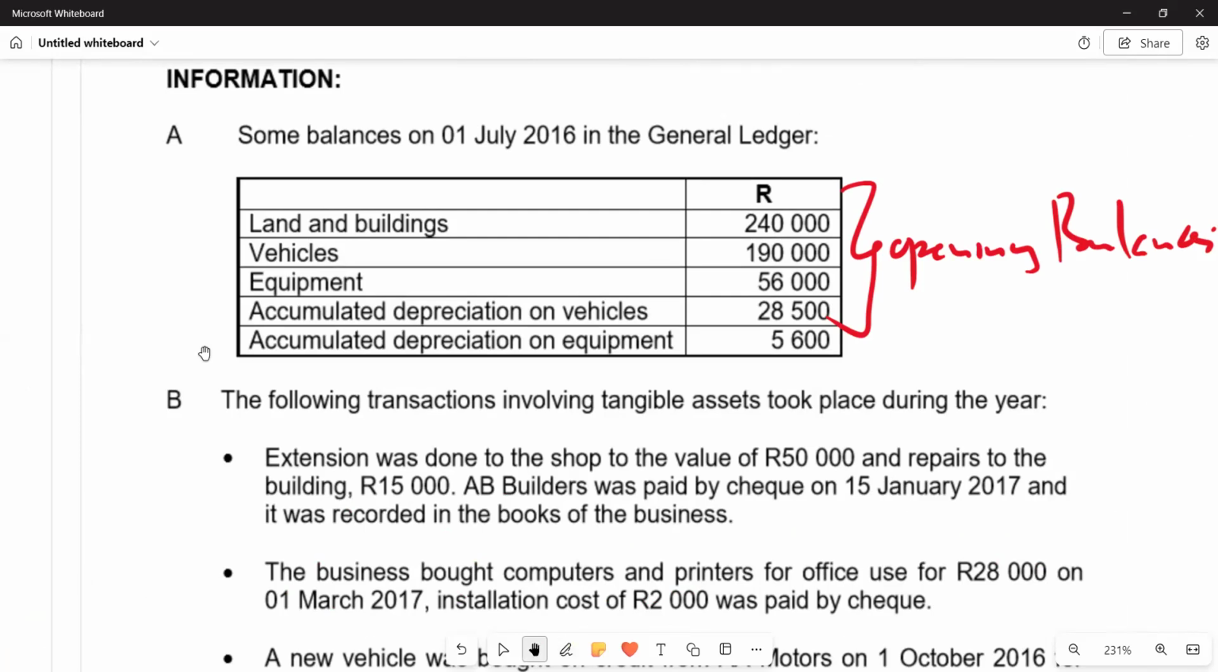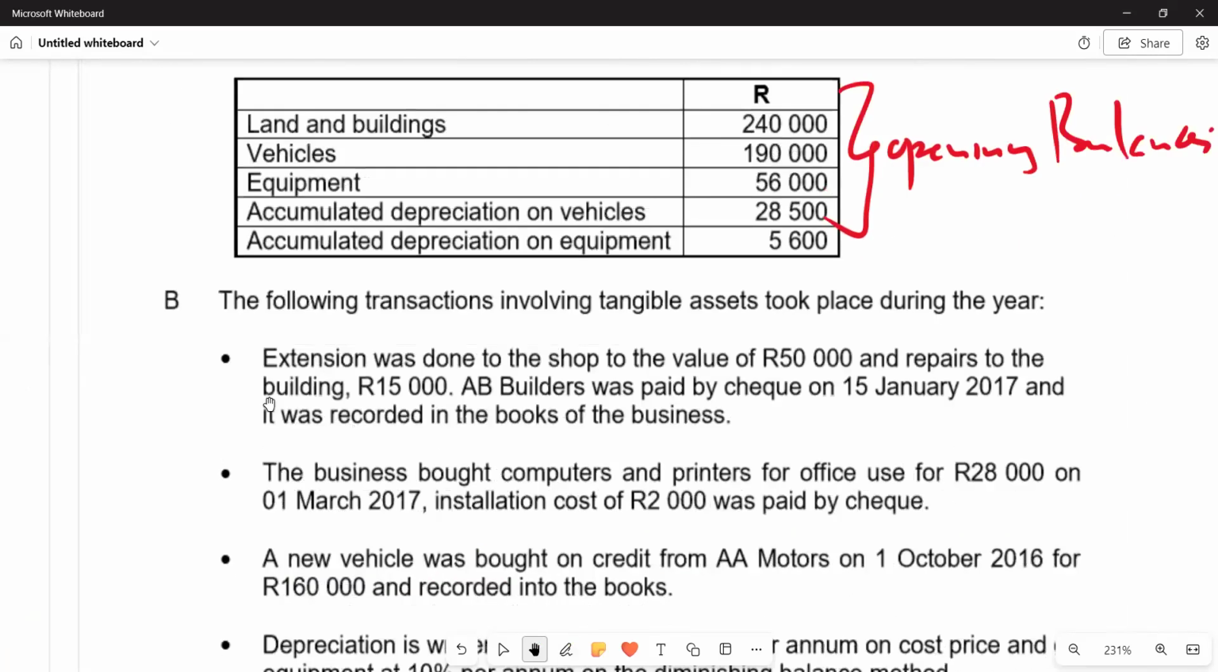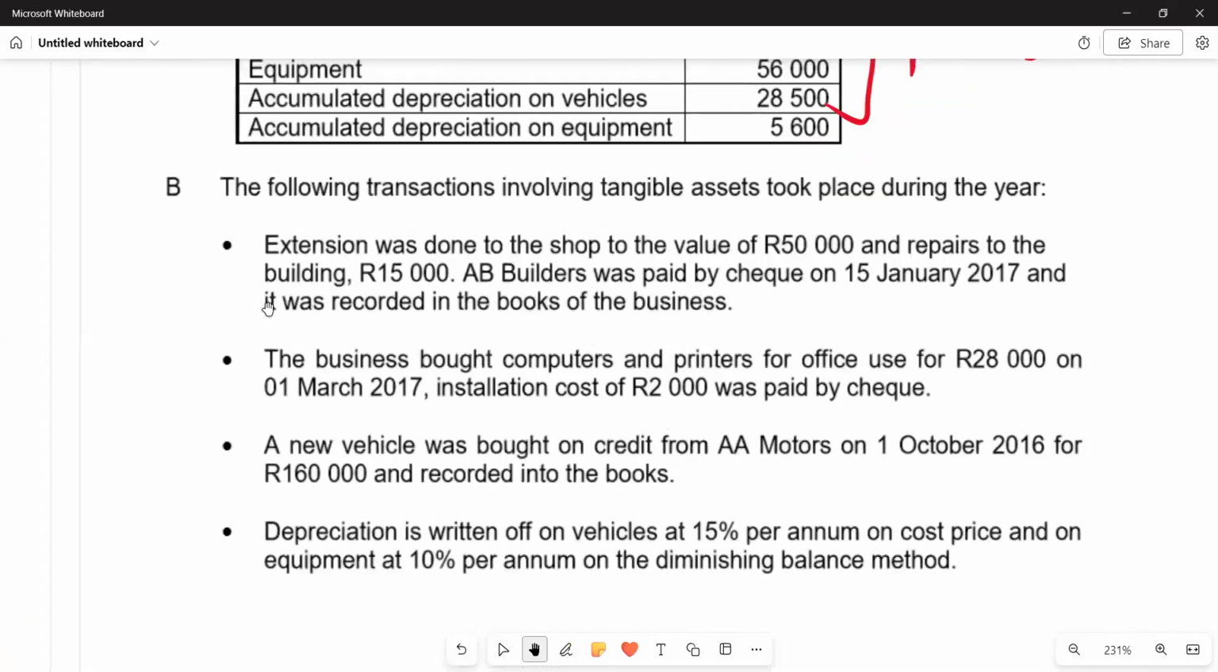Then if you go to additional information, we want to see if you've got additional vehicles that came during the year. Remember this additional information, you have to read it before you start to answer the question so that when you're answering, you can easily go to areas that are required. So here you see that vehicles is mentioned on point number 3. We're saying a new vehicle was bought on credit from AA Motors on 1 October 2016 for 160,000 and recorded into the books. So what it means is we have one addition of vehicles on 1 October 2016.